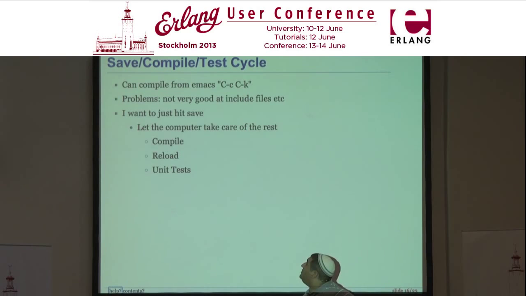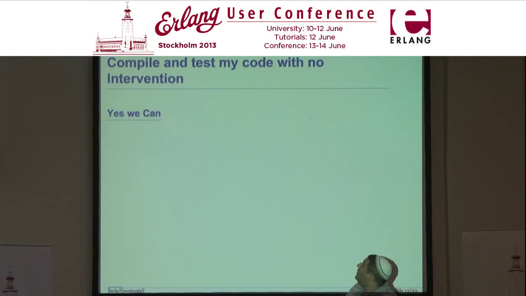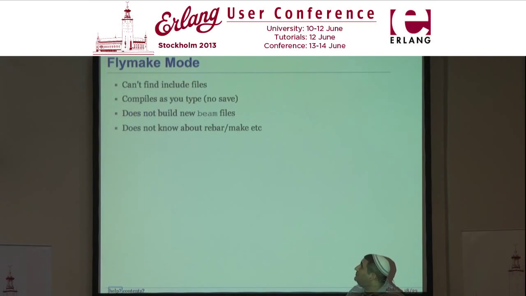So the first thing is, from within the Erlang mode, if you hit Control-C, Control-K, it'll just pop open an Erlang VM and try to do c(filename), which is great unless you include files in weird places or places it doesn't know about, in which case it suddenly goes, well, I don't know where to find this HRL file, and it will give you errors. So again, I just want to hit save and have it work. So go looking for more things. So compile and save and test my code without intervention. Yes, we can do that.